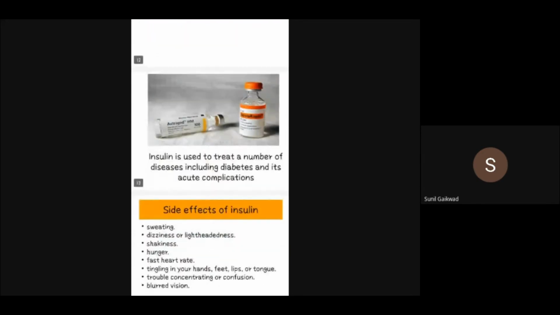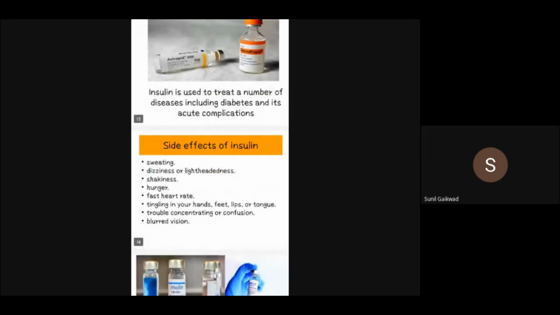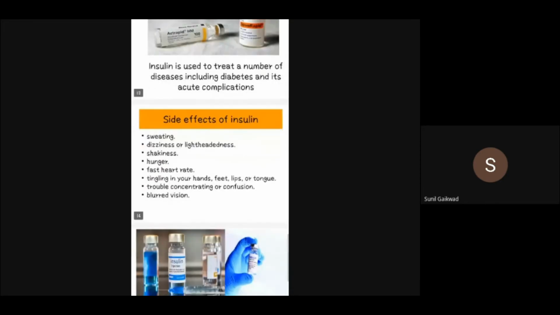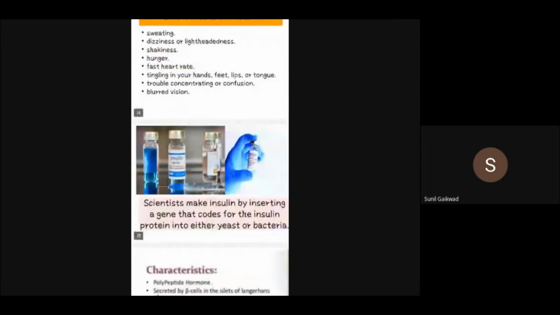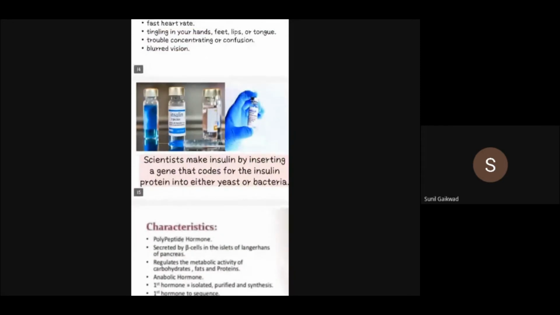So, here are some side effects of insulin, such as sweating, dizziness or lightheadedness, shakiness, hunger, fast heart rate, tingling in your hands, feet, lips or tongue, trouble concentrating or confusion, blurred vision. Scientists made insulin by inserting a gene that codes for the insulin protein into either yeast or bacteria.